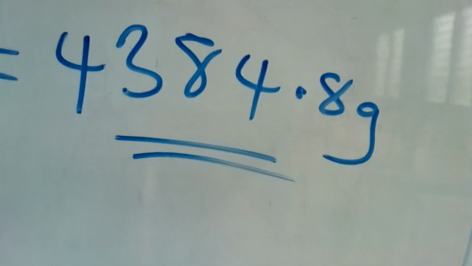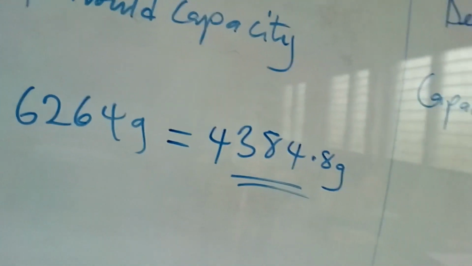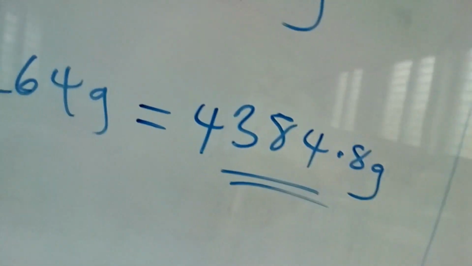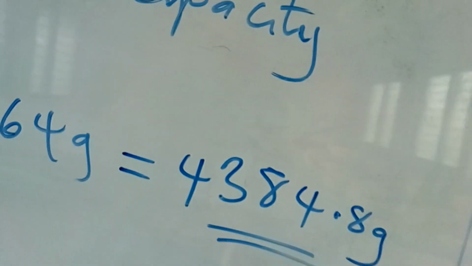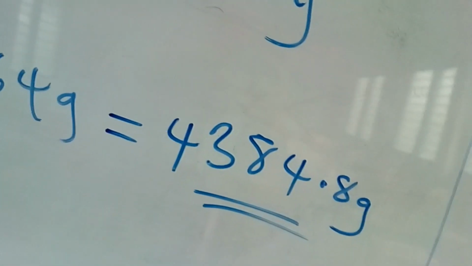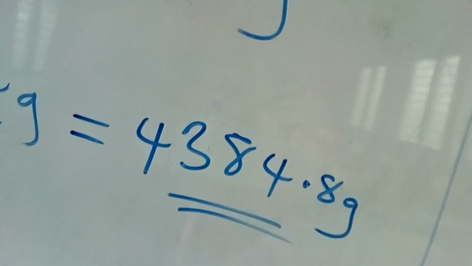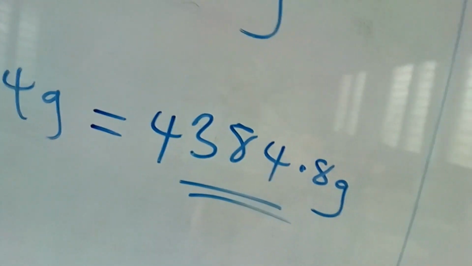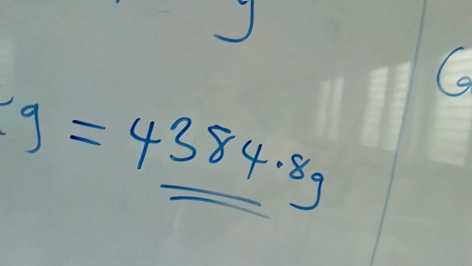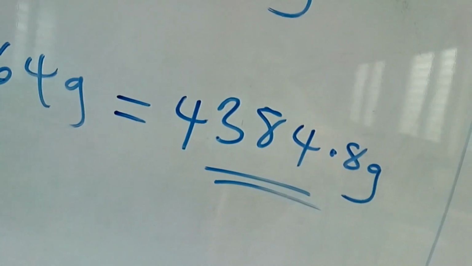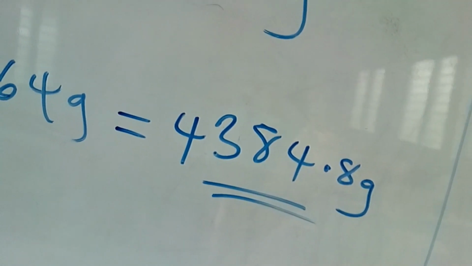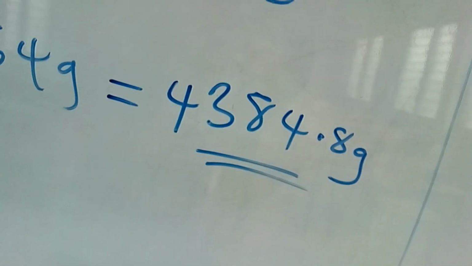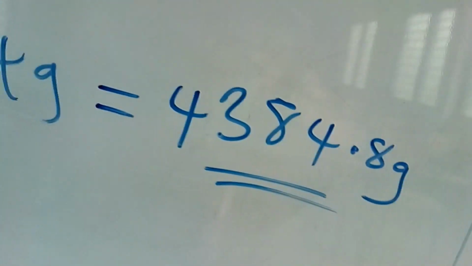This will give us 4384.8 grams. So in this case, if you are using one type of oil for your production, let's say you are using only palm kernel oil, it means you will need 4384.8 grams, or when we round it up, 4385 grams of oil, so that we'll be able to produce our soap to fill our mold capacity of 6264 centimeter cube.